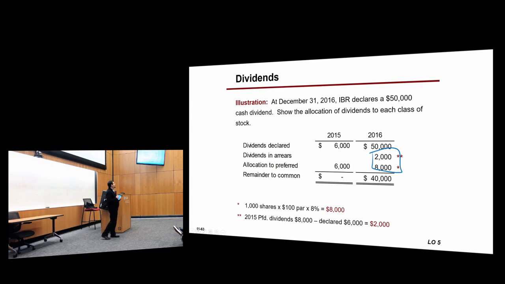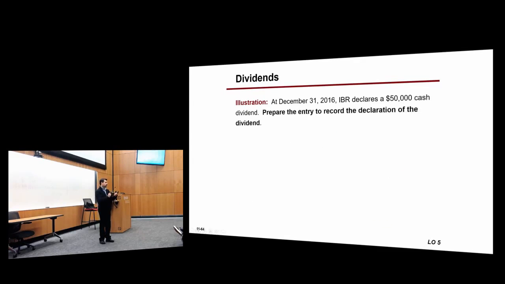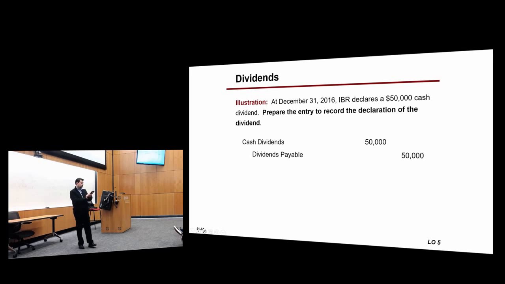For the first year, 2015, common did not get anything. In 2016, they got 40,000. This is the last one, December 31st, 2016. They declare 50,000. We need to prepare the journal entry for the declaration of the dividend. The company will have cash dividends 50,000, and then dividends payable 50,000.